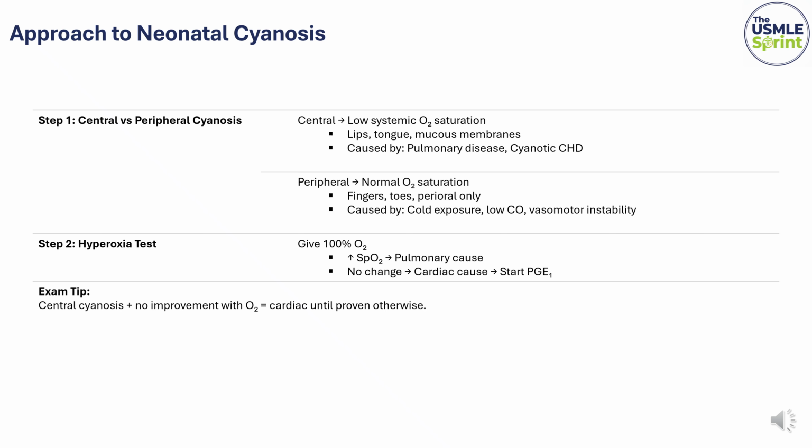In that case, you don't wait around. You start Prostaglandin E1 to keep the ductus arteriosus open while you figure out exactly what defect you're dealing with. That step can literally save the baby's life.